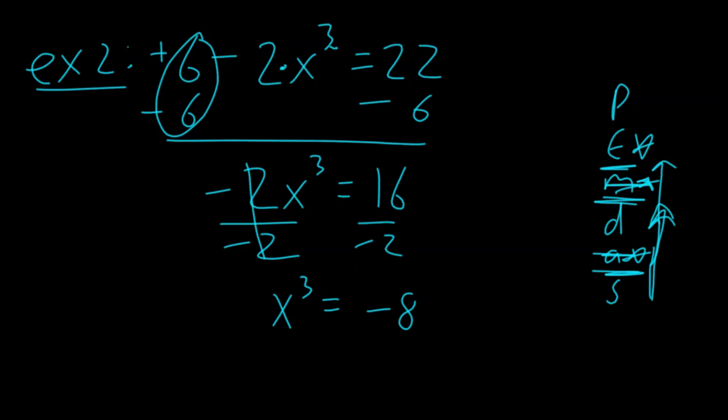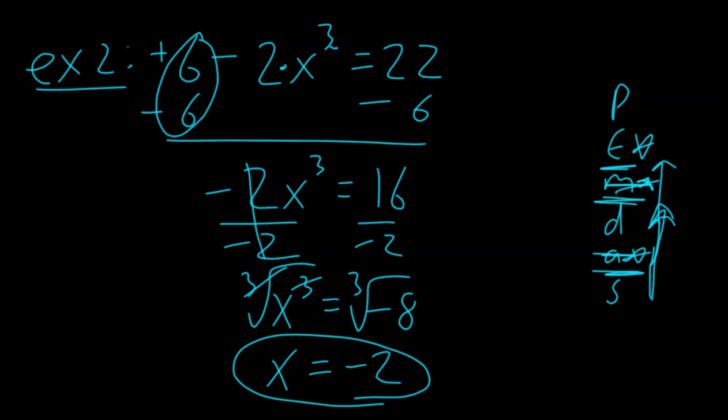It's always going to be the same word. The inverse of a square is a square root. The inverse of a cube is a cube root. The inverse of the fourth power is the fourth root. It should get pretty easy here soon. And so we take the cube root of both sides. Once again, I encourage you, use your calculator, and you'll find that the cube root of negative 8 is negative 2.